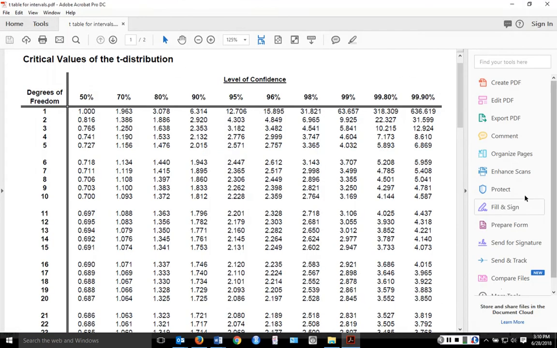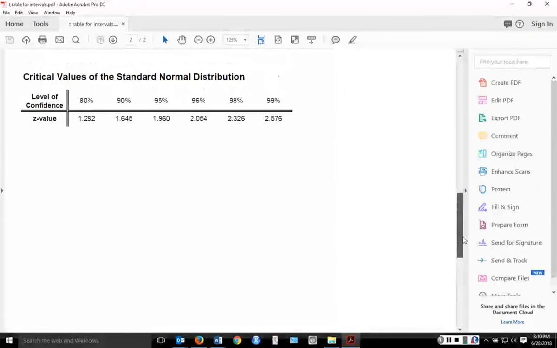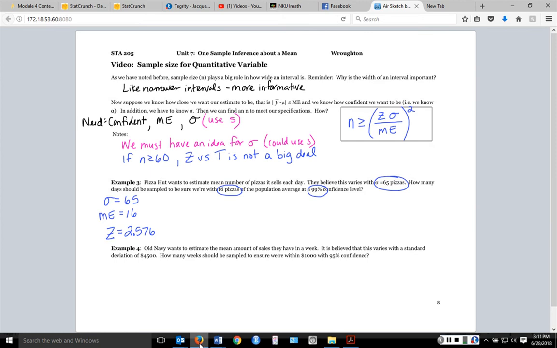So if I look up the 99% confidence for my z, we're going to get 2.576 using our table here. Or if you use your z table, you'd only get 2 decimals, like a 2.57 or a 2.58, which would be perfectly fine as well. So then from there, I can just plug my numbers into my formula. My z was my 2.576, my sigma was 65, and my margin of error was 16.